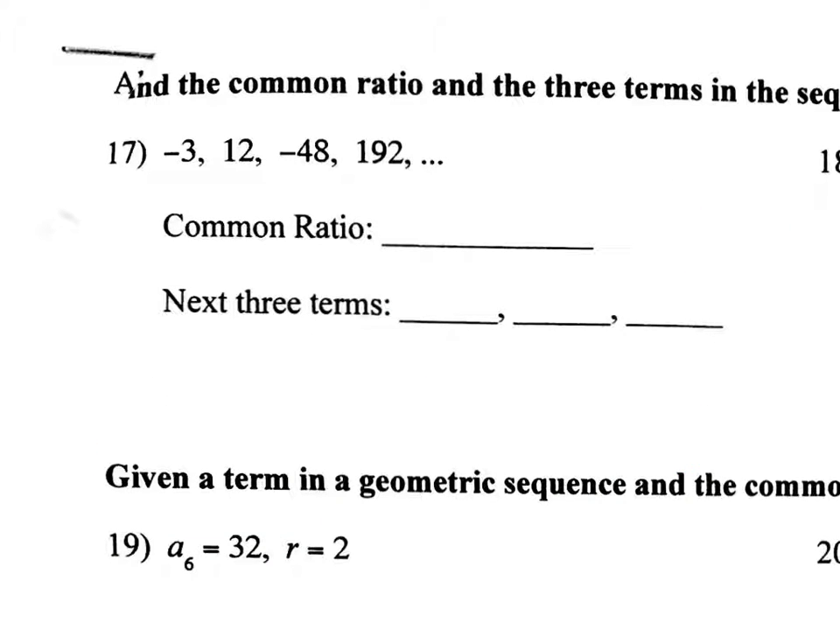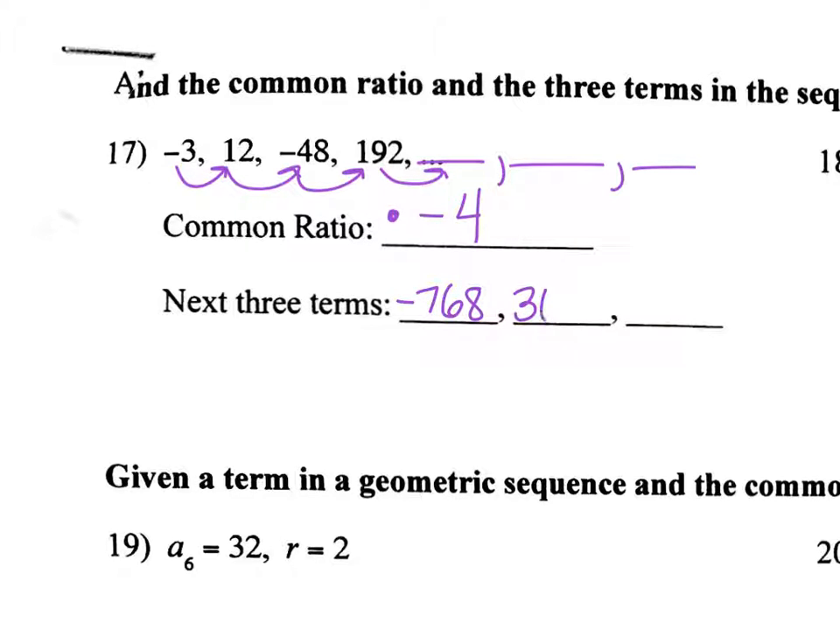Okay, common ratio from last week, same concept, is just what's the pattern. And here my pattern is multiply by -4. So we can say times -4. And to find the next 3 terms, you simply just continue the pattern. And when you do that, you should get -768, 3,072, and -12,288.